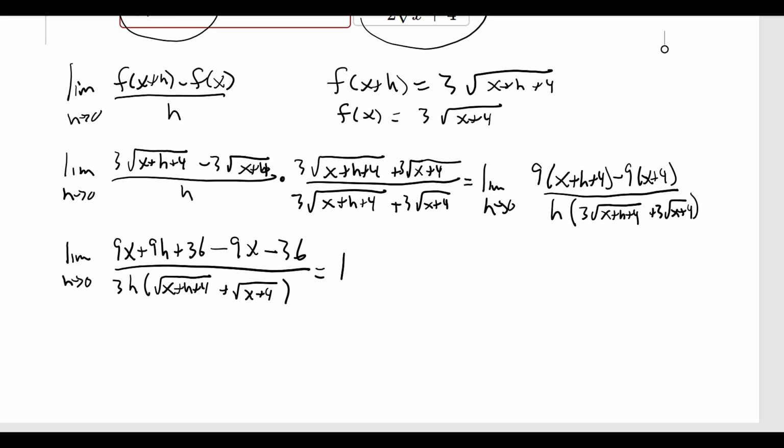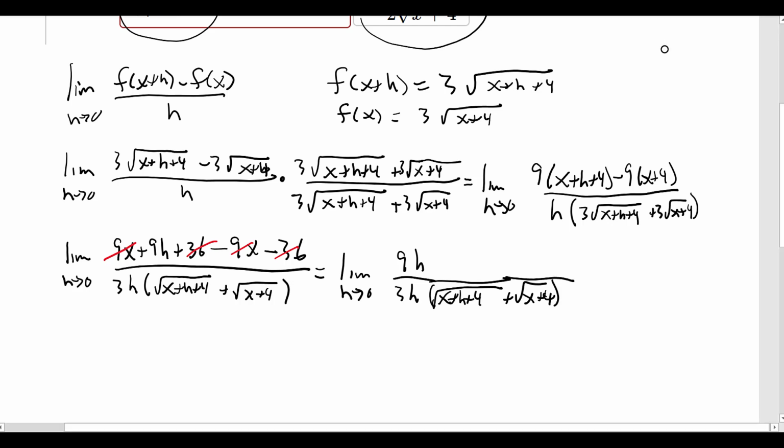Now in the numerator, a lot of stuff's going to go away, thankfully. For example, the 9x's will subtract out, and the 36's will subtract out, and that leaves us just with a 9h. And the denominator, we have 3h times the square root of x plus h plus 4 plus the square root of x plus 4.